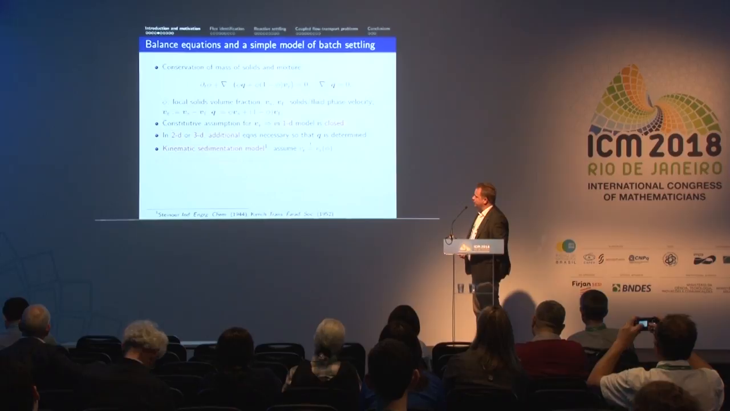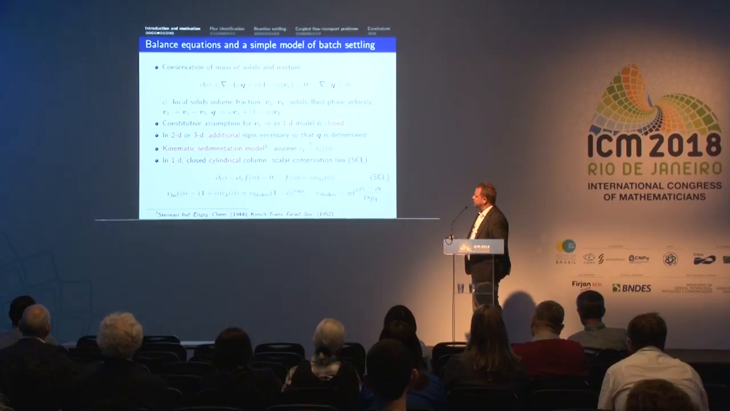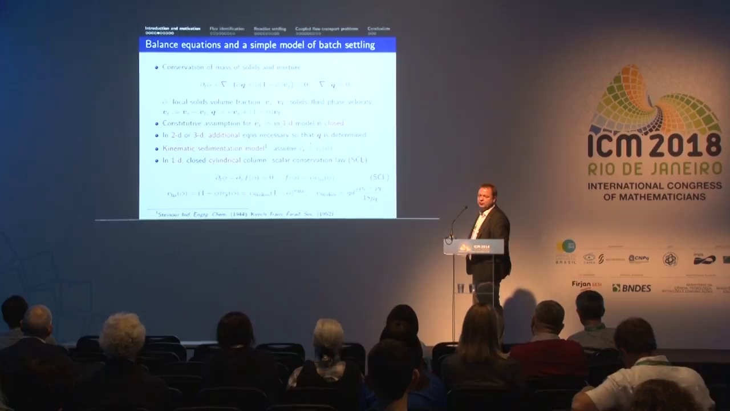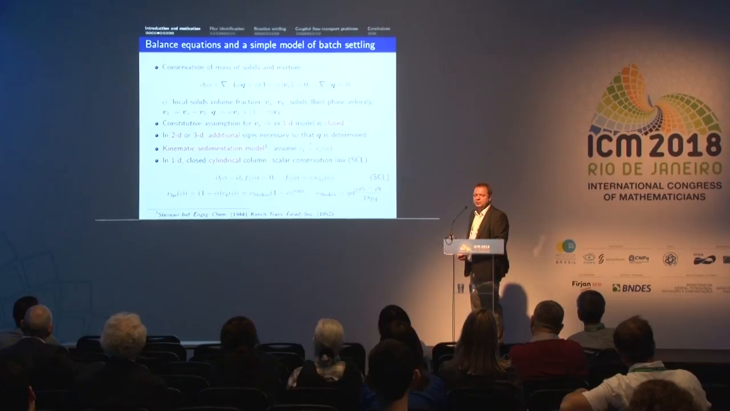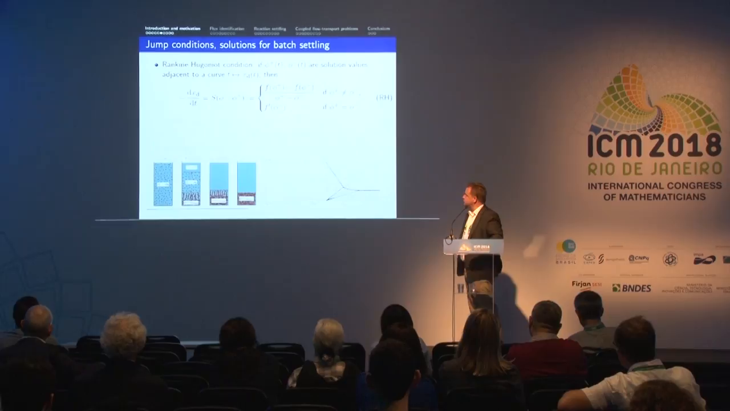So coming back to the 1D case, if we look at a cylindrical column, then the easiest model possible is that of one scalar conservation law, where the flux is given by phi times some hindered settling function. And for this function there are several empirical and semi-empirical approaches. For example, this one, which states that VHS is just the Stokes velocity times some hindrance factor, and the Stokes velocity is the known settling velocity of one particle in an unbounded fluid. This model was proposed first in this paper and then elaborated. This is the best known reference by Kynch a long time ago.